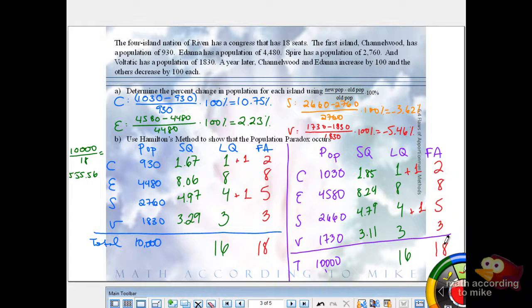So why does the paradox occur? We ended up at the same exact place that we did before, but Channelwood and Edina's population grew. But did Edina's apportionment change, or increase, I should say? No. It lost one of the seats that it should have gotten, went to Spire instead. Even though Spire's population decreased by almost the same amount in the negative direction. So that's the population paradox, that these two should have gone up. One of them did, but not the other one. It lost out on a seat to someone whose population actually went down.